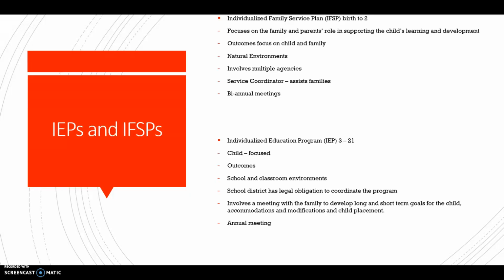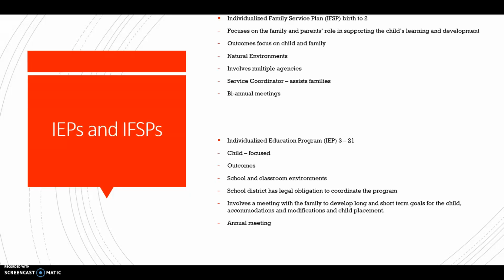So the IEP itself, ages 3 to 21, is child focused and tends to be academic or functional. The outcomes are also focused on the child. What does the child need to do? What assessments have been done and what were the results of those? And from those, how do we build upon goals that we can agree on with the family? It's focused on school and classroom environments as opposed to the home environment.